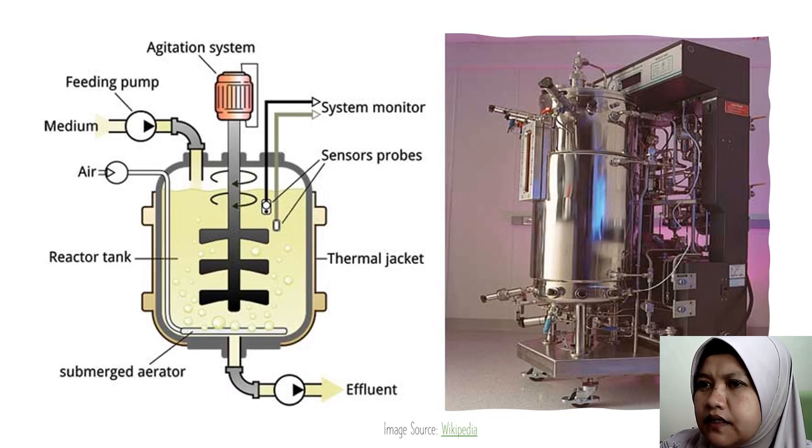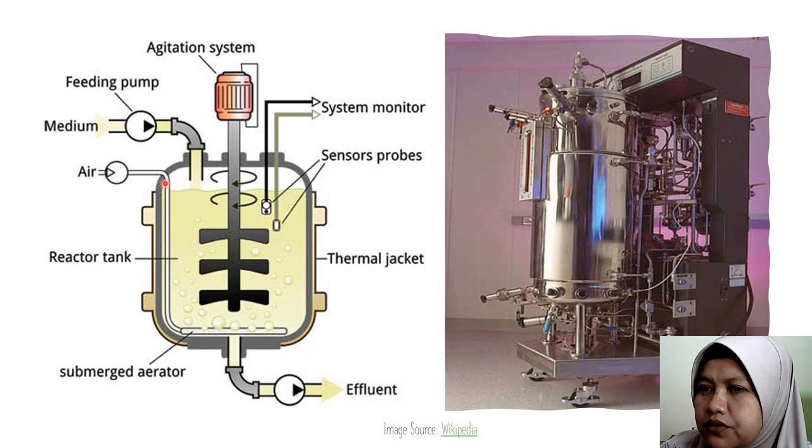So this is an example of the fermenter system where they are equipped with an agitation system, with the system monitor here, which is connected to the controller. The sensor probes here, either a pH sensor or maybe the temperature probes. They also have a thermal jacket to control the temperature of the fermenter. The medium is fed by controlling with the feeding pump into the fermenter.